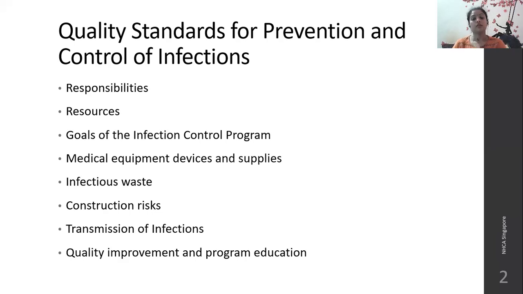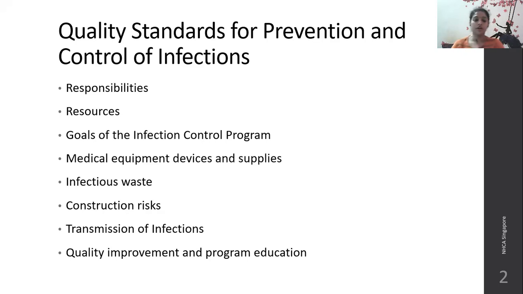Resources. Are there proper resources available for infection control and prevention? Does the hospital have hand washing facilities at all the care areas? Do they follow the isolation facility? Do they have a HEPA filtration system, etc.? Do they have enough resources allocated for personal protective equipment, etc.? So that is the resources.